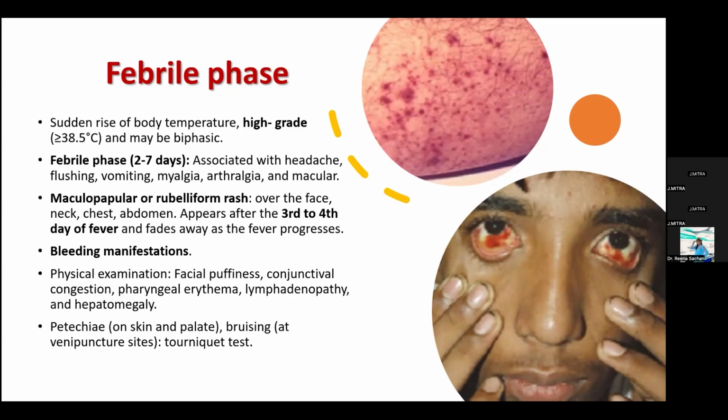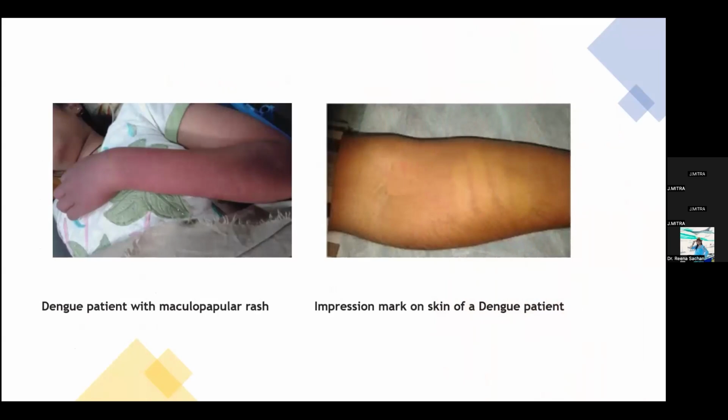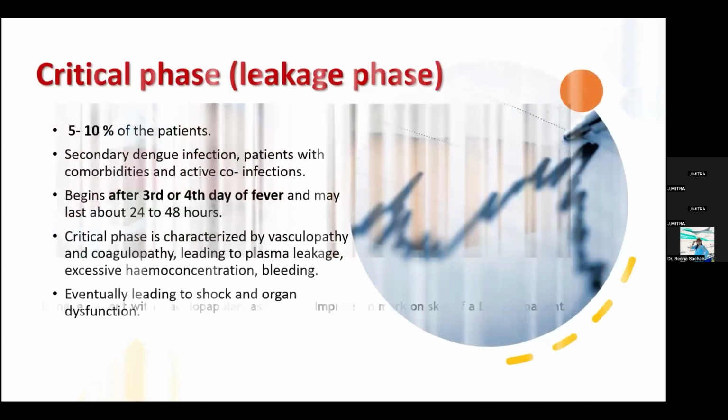Then petechiae can be seen on the skin or on the palate. Bruising sites are also seen, which can be visualized very well by performing the tourniquet test. See the picture here. The patient in the first picture is a dengue patient with a maculopapular rash. And in the second one, the impression mark on the skin of the dengue patient is seen, showing the pale skin mark when blanching has been done.